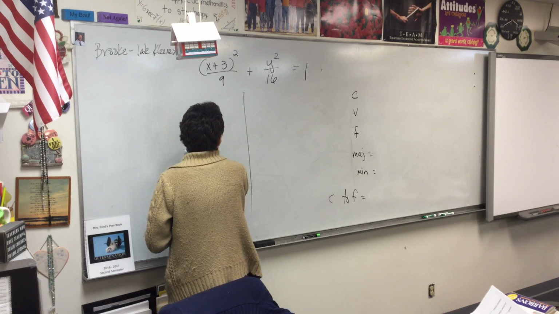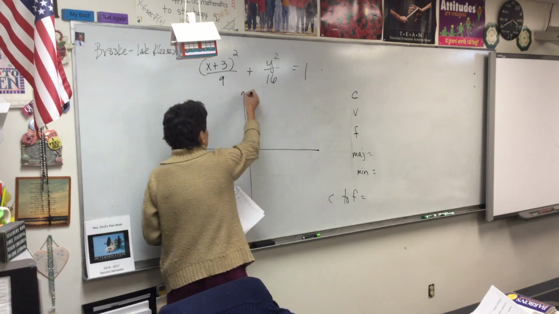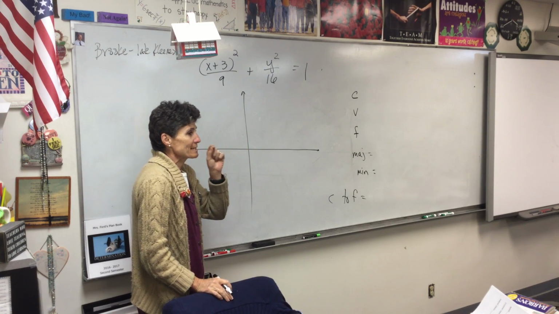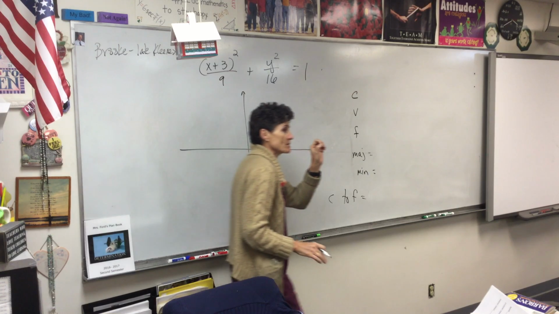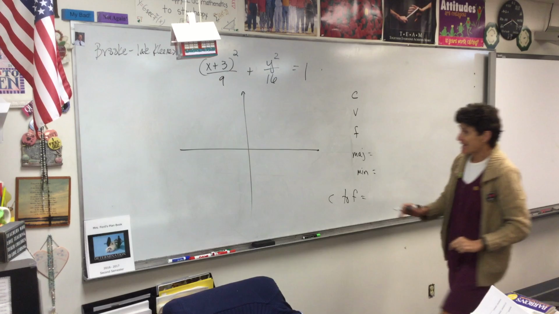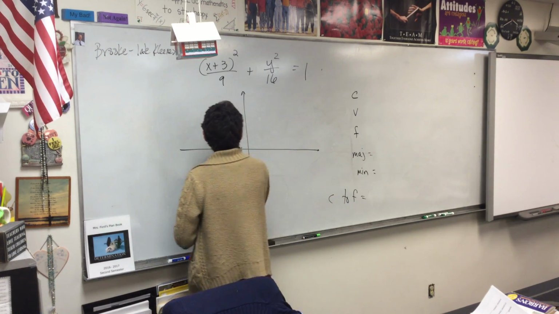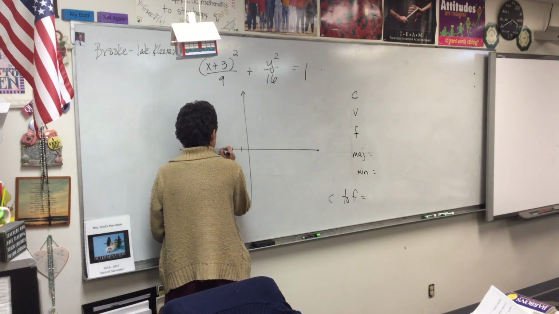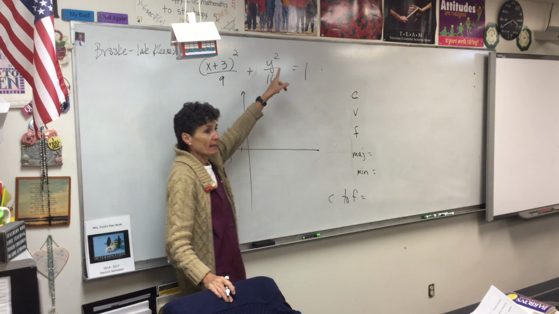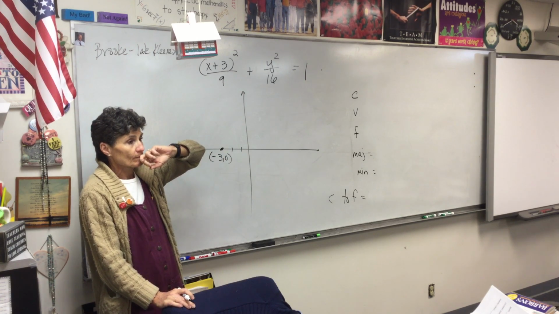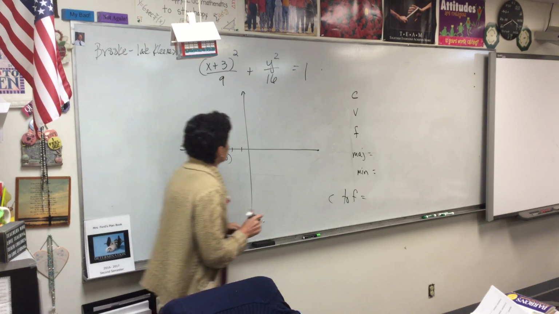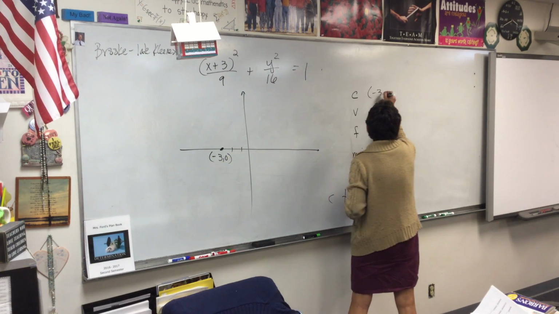Now, I don't want you to be tricked right off the bat. Where's your center? Remember what I said, if there's nothing added or subtracted, it's at 0. So your center is at -3, 0. Do not be tricked. That's your center, -3, 0, because there's nothing added or subtracted to the y. Nice, very early though.